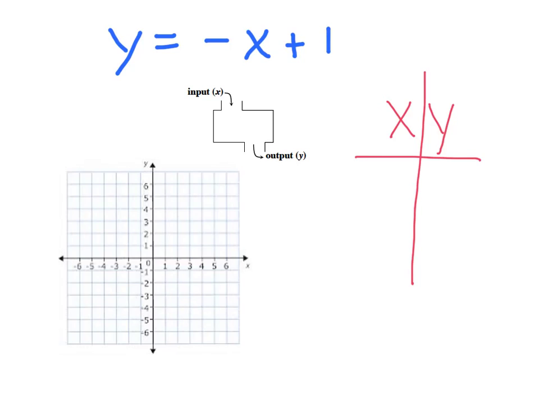All right, welcome back from pausing the video. Let's pick our input values. Let's start with 0. If X is 0, what will Y equal? What would the output be? Well, that's right, it'd be 1, right? The opposite of 0 is still 0, and 0 plus 1 is 1. So 0, 1 is one ordered pair.